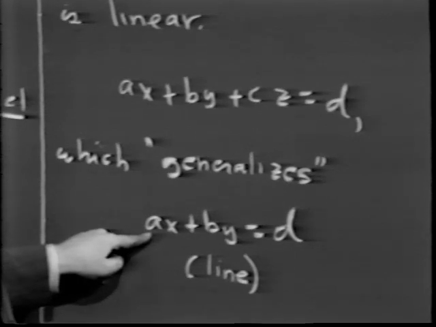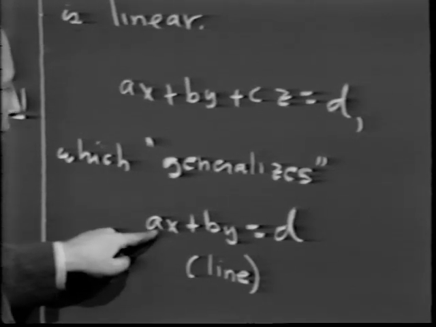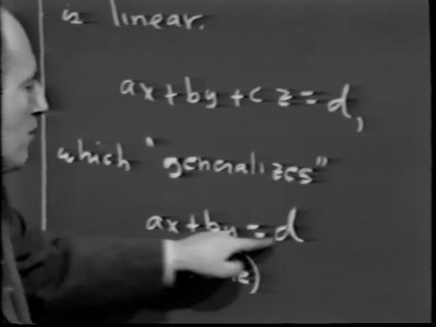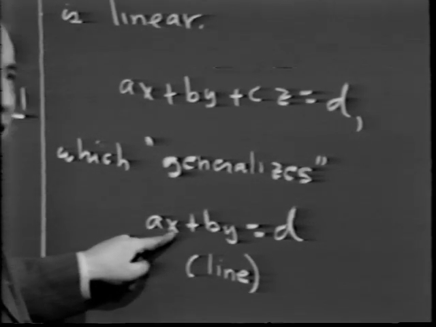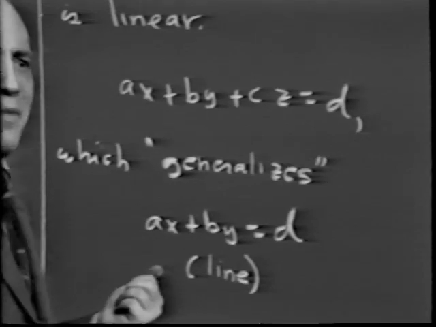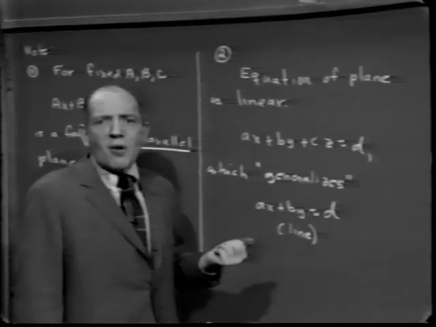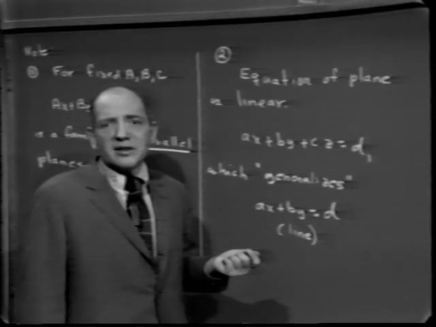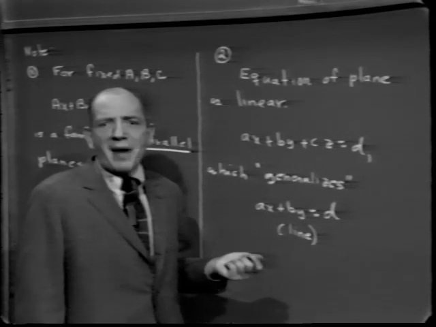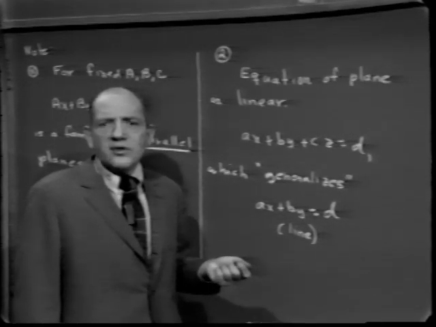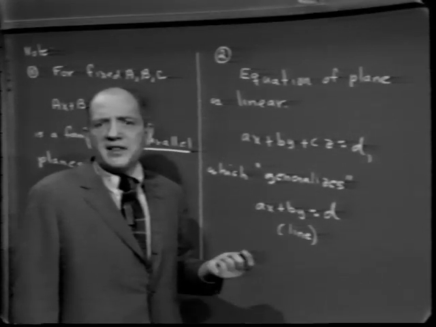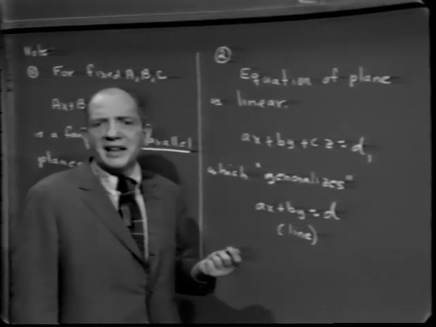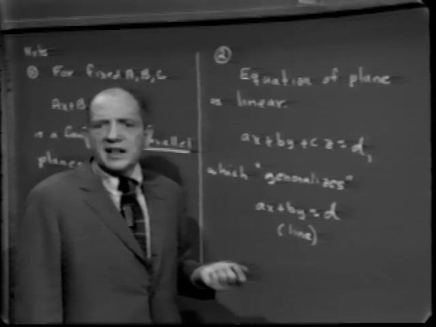Remember, the general definition of a line was of the form what? Ax plus by equals a constant. That was a two-dimensional linear equation. The plane is a three-dimensional linear equation. And one of the subjects that we'll return to later in the course, but I just mention it in passing now, is that even though you can't draw in more than three-dimensional space, if you have 15 variables, you can certainly have a linear equation in 15 unknowns.